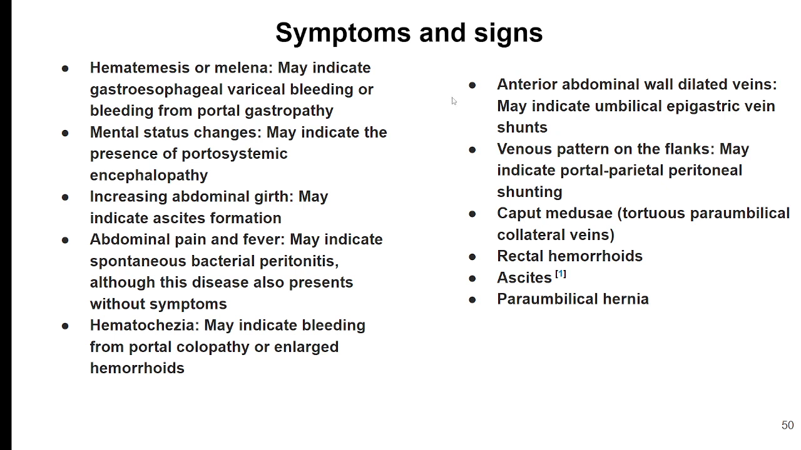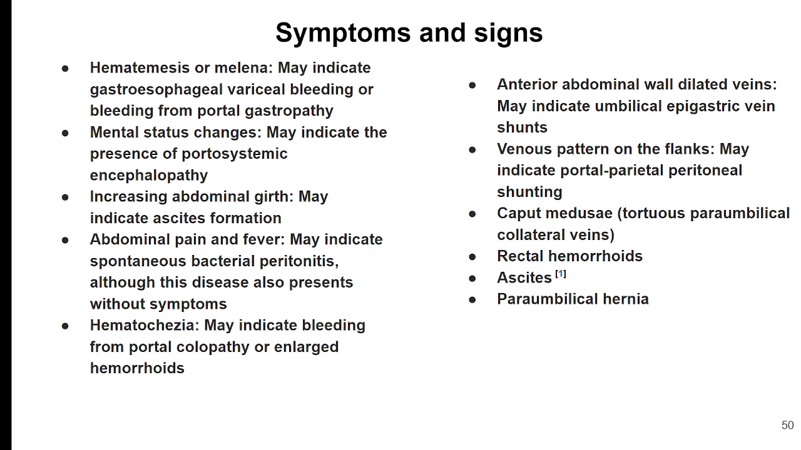The typical symptoms and signs of portal hypertension are hematemesis or melena, and mental status changes. Again, it's also due to the portosystemic encephalopathy. Encephalopathy is another subject which we'll deal with, but patients with portal hypertension may develop encephalopathy because of ammonia toxicity. As I told you earlier, detoxification of ammonia is one of the most important functions of the liver. In a patient of portal hypertension, the ammonia can reach the system before it is converted into urea. The presence of ammonia can be very highly toxic to the brain, and hence the patient may have encephalopathy.